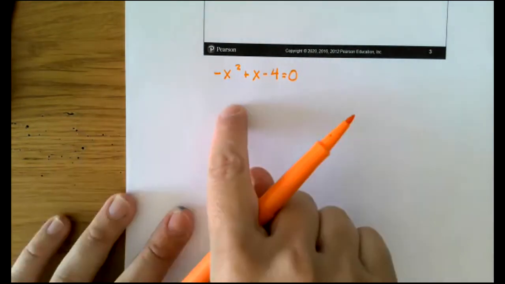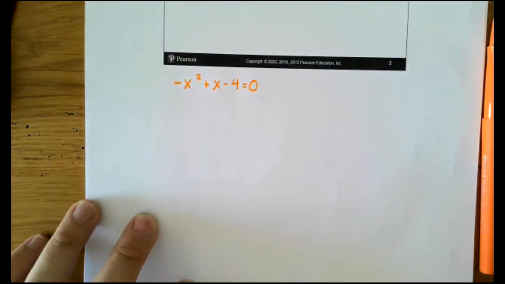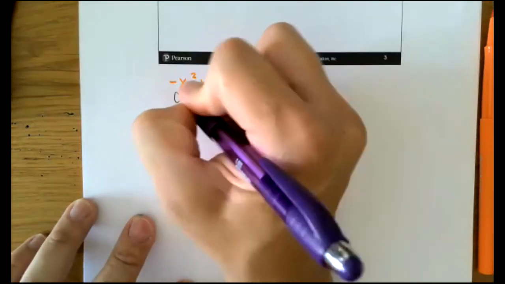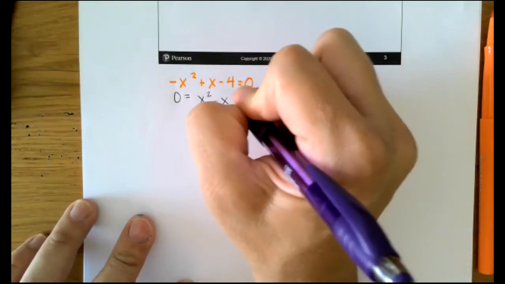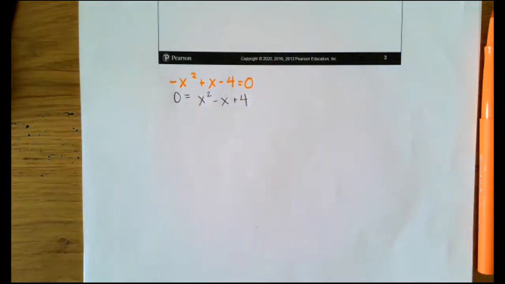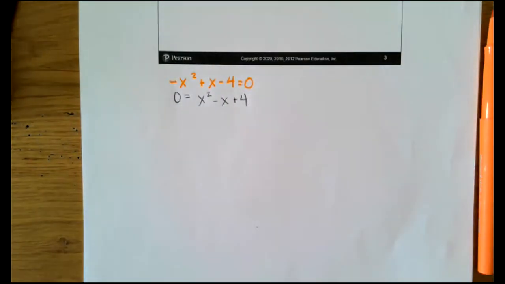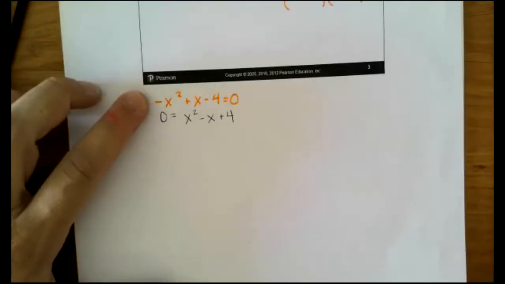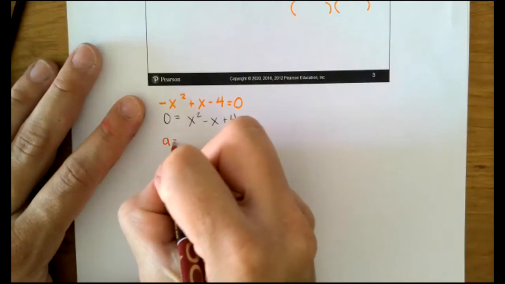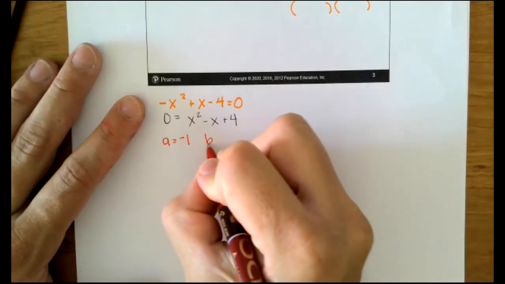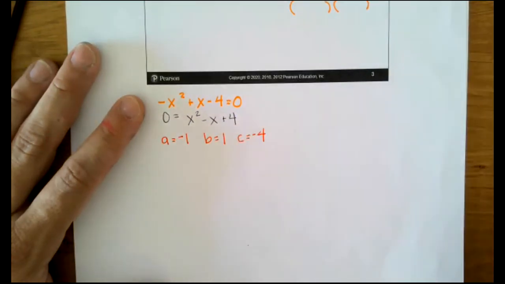And if you had wanted to move everything over here and change the sign, you would also say 0 equals positive x squared minus x plus 4, okay? Those are the same equation. It doesn't matter if you move everything to the left or everything to the right, okay? But I did the orange one, so I'll just stick with the orange one. In that case, A is -1, B is +1, and C is -4.